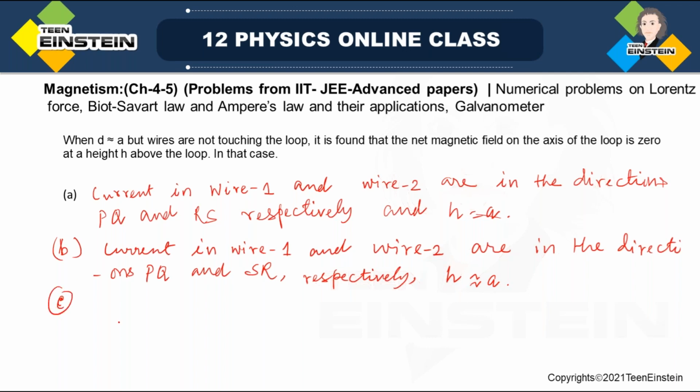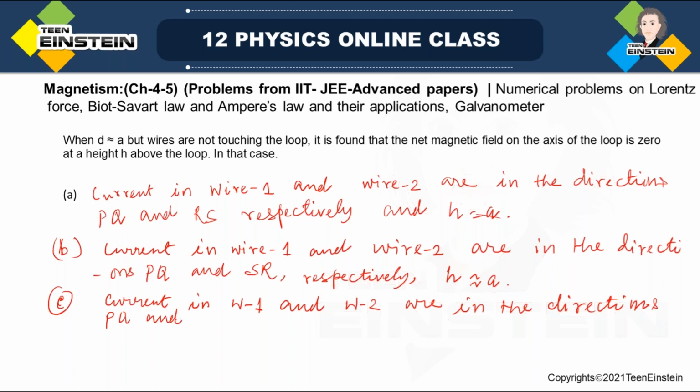Option C says the currents in wire W1 and wire W2 are in the directions PQ and SR respectively, and h is equal to 1.2a.